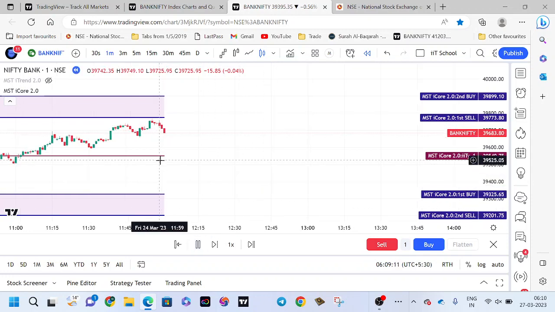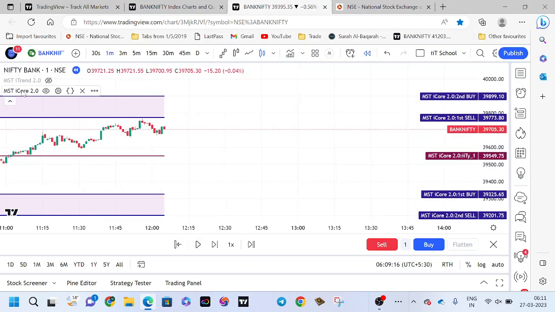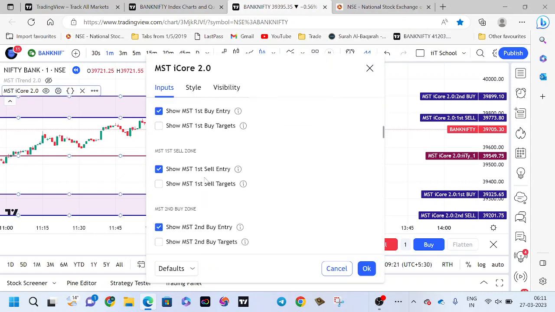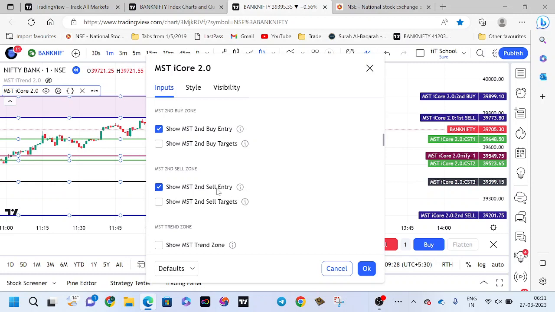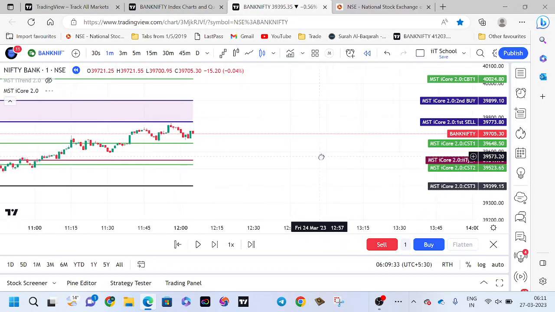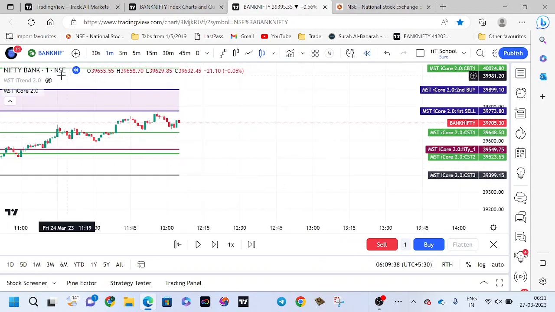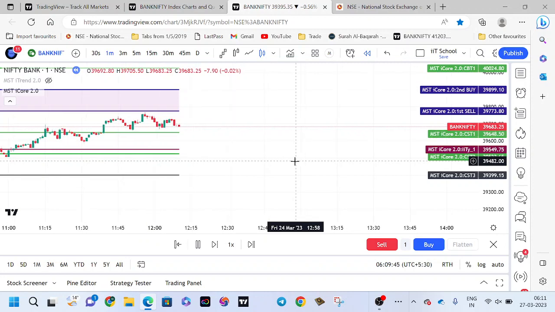Now we can directly wait till the midpoint. That is one option. Otherwise you can come here and select the targets. I have given here first sell entry, sell target, second buy entry, buy targets. Clear? So our first target will be 39,648, or directly you can wait for the midpoint also. So we will be getting a 1:2 ratio of profit.